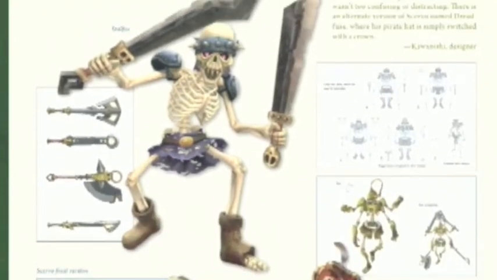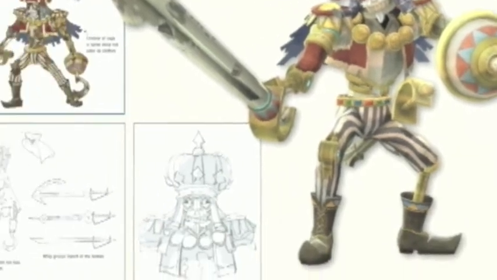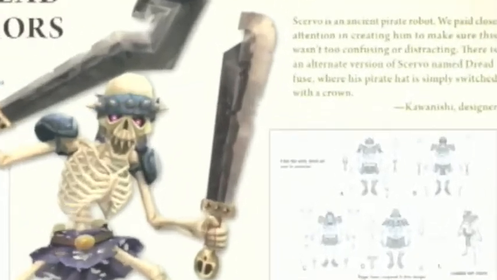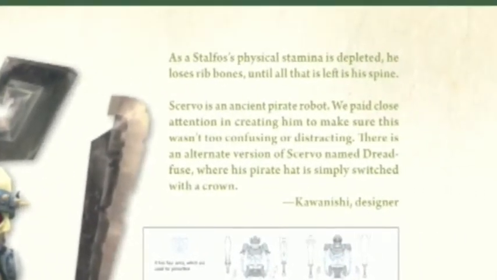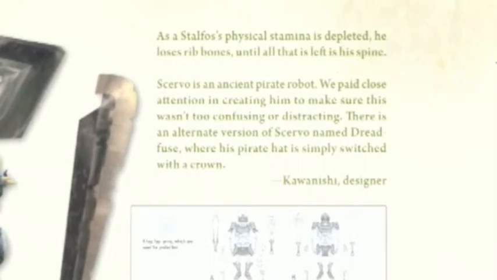The Dead Warriors. The worst warriors. I hate them. Stalfos. Yeah. What pirates, dudes. Let me see here. There should be a paragraph right here. As a Stalfos, physical stamina is depleted. He loses rib bones until all that is left is his spine.